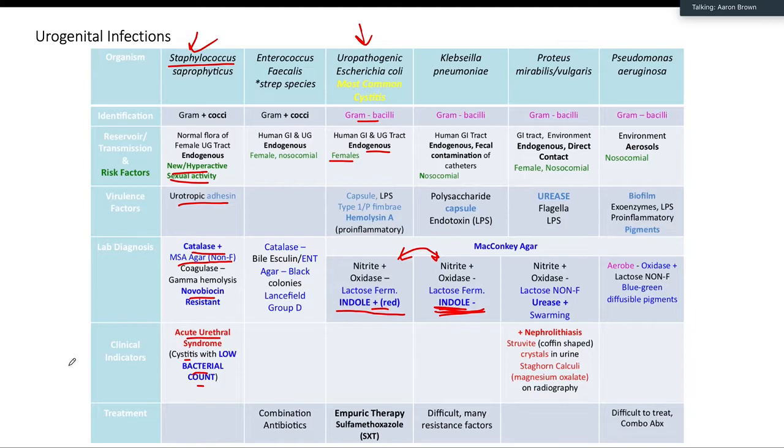Okay. Enterococcus is a member of the strep species, so you will see it called Streptococcus faecalis sometimes. It's actually group D strep, right? We have our group A strep, group B strep. This is our group D strep. And so here, this is an endogenous cause. So we're looking at females again. Catalase negative. It's going to have these black colonies and really just treat it with combination antibiotics.